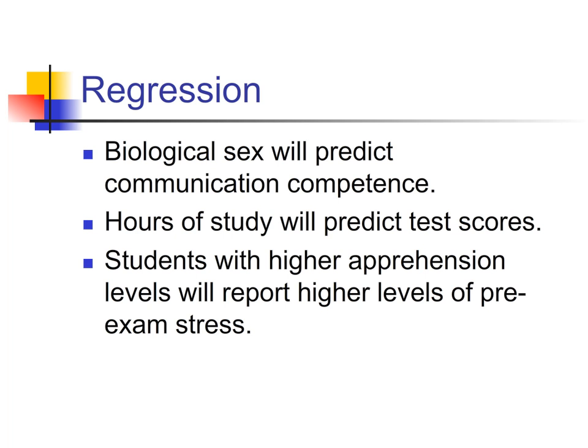And finally, our last slide here, regression examples of hypotheses. Again, biological sex, a nominal variable, we can still use that in regression. Biological sex will predict communication competence. So I'm saying biological sex is the independent variable. Communication competence is the dependent variable because communication competence is dependent upon biological sex. That's what I'm saying here. Hours of study will predict test scores. Students with higher apprehension levels will report higher levels of pre-exam stress.